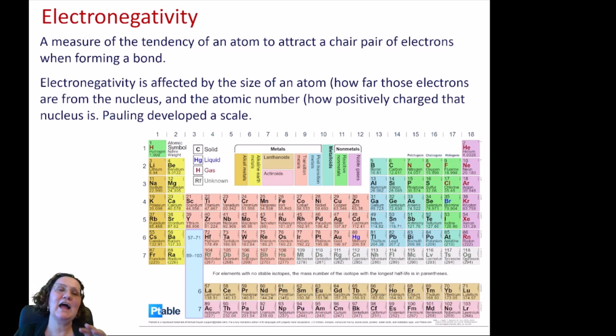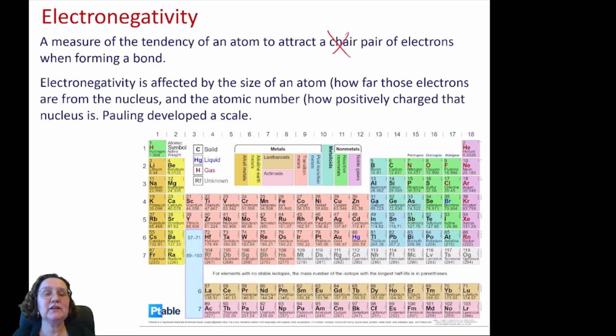Electronegativity is the last property that we're going to discuss that can also be inferred from the position of an element in the periodic table. Electronegativity is an invented scale. Pauling developed the scale that we use nowadays. It's a measure of how strongly an atom attracts a pair of electrons when forming a bond.